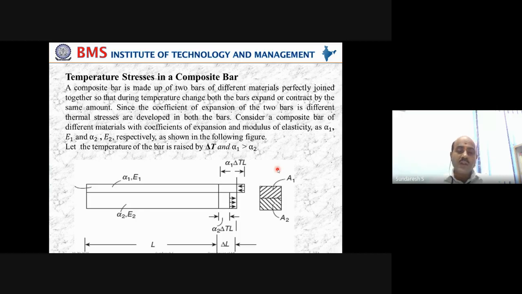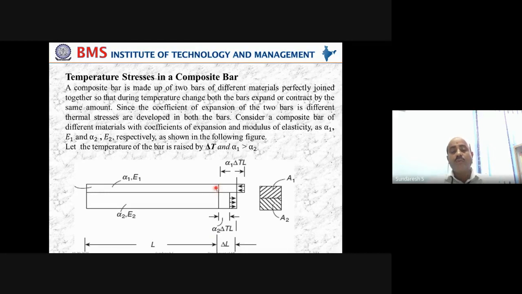Okay, so we are assuming that both materials will undergo the same amount of expansion. Material 2 has also been allowed to undergo a free expansion of alpha 2 into delta T when they are separated. But when they are combined, what happens?